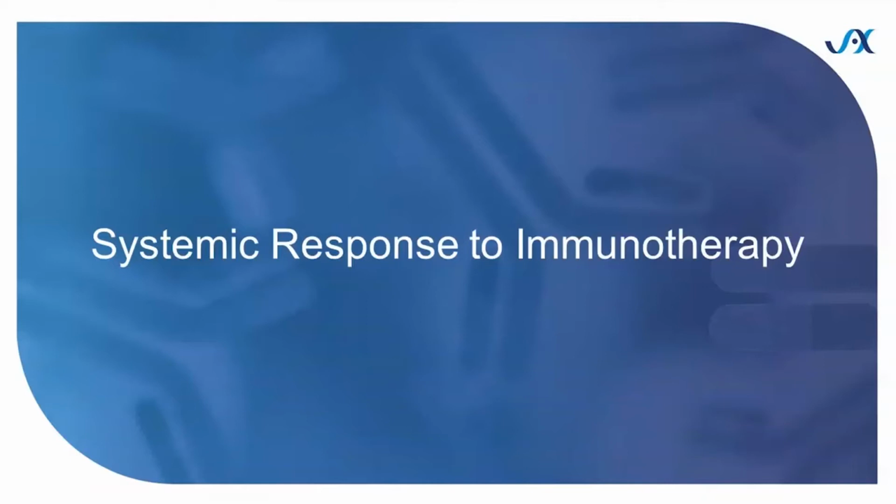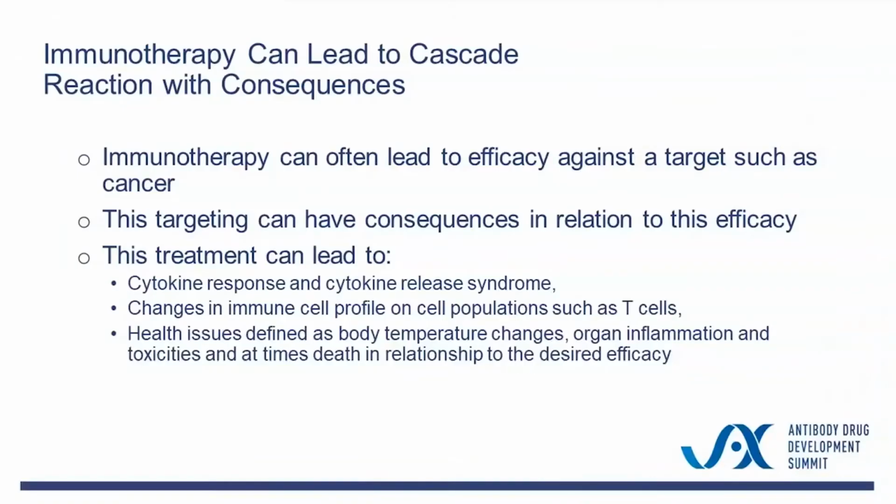So we're talking about a systemic response to immunotherapy. The key here is, going into your laboratory model or into people, the whole goal is, of course, to get efficacy, to be able to shrink your tumor or decrease tumor burden. But because of that, this often leads to a cascade of events that are not desired. Some of that is cytokine response, which can be very, very high in some individuals and lead to cytokine release syndrome.